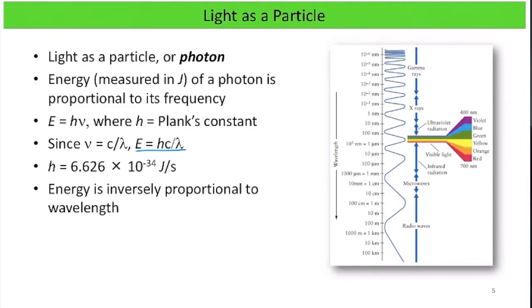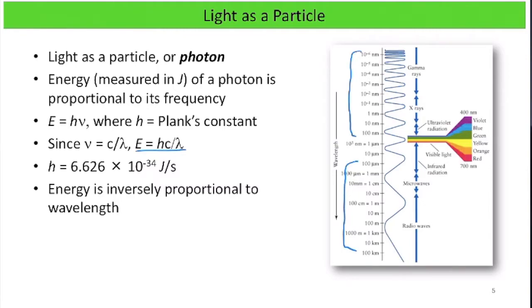So long wavelengths of light, such as infrared or microwaves, have low energy, whereas short wavelengths of light, such as gamma rays or X-rays, are going to have high energies. So on the graph to the right, these guys up here are going to have the higher energy, and these guys down here, comparatively, are going to have lower energy.